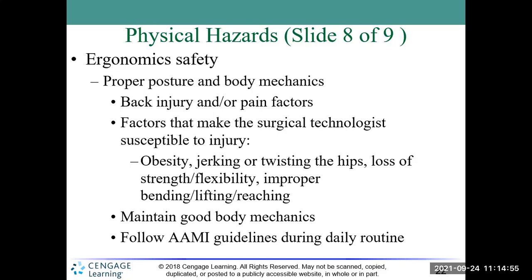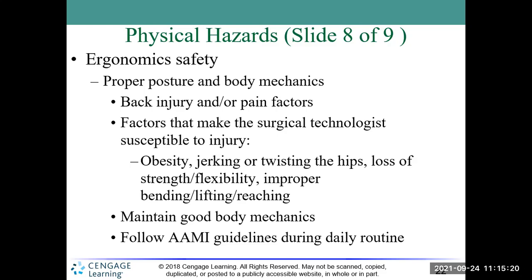Some things that may make you a little more susceptible to injuries: obesity, jerking or twisting your hips. So you want to make sure that you're thinking about your movements. If you notice that your flexibility is decreased and you're losing some of your strength, you may be at more risk, very much so improper bending, lifting, and reaching. So you want to maintain really good body mechanics.